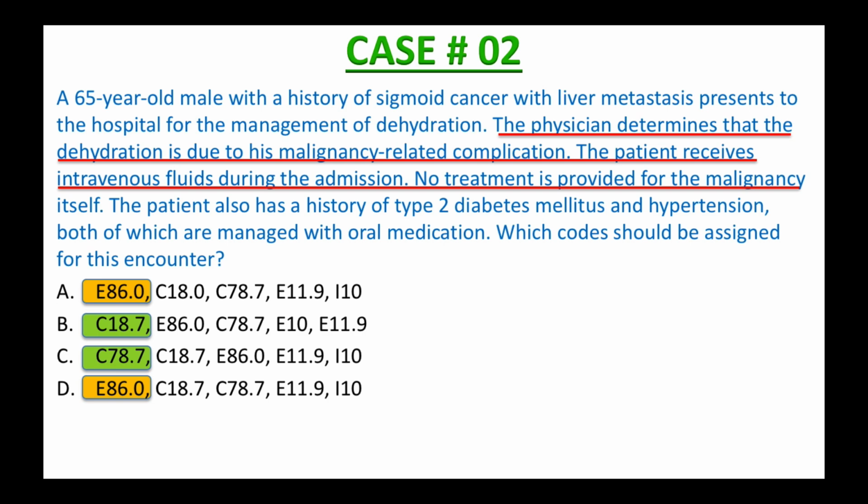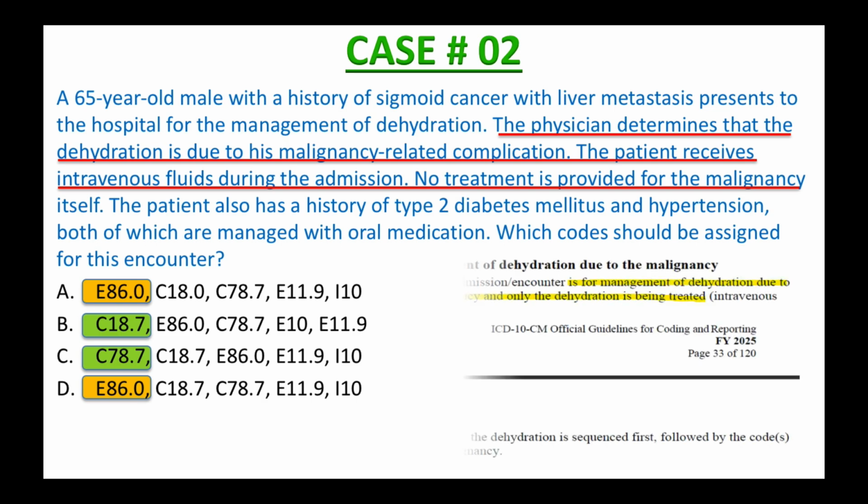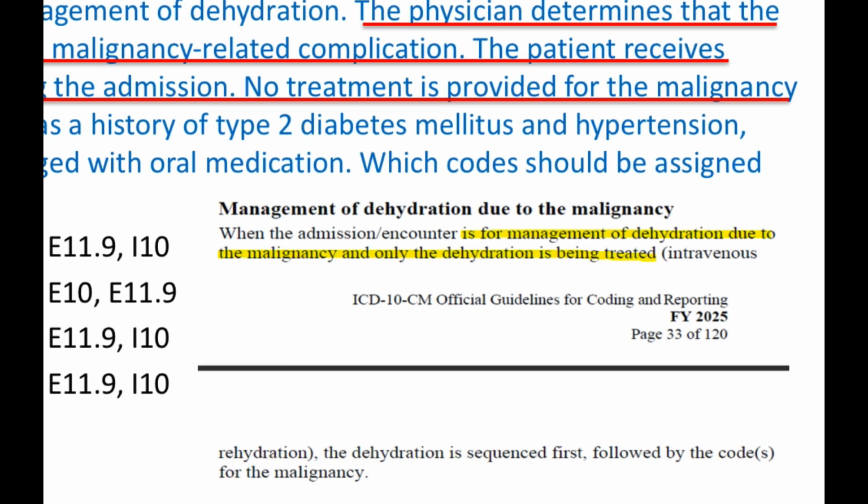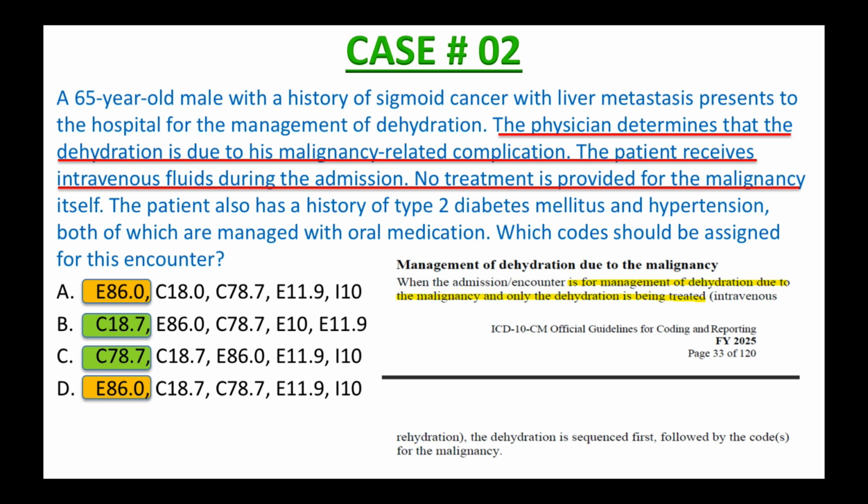Now, I want you to open your notebooks, turn to the page you labeled Cancer Notes last time, and jot down another ICD-10-CM Official Coding Guideline related to the cancer neoplasm chapter. Management of dehydration due to the malignancy. When the admission encounter is for management of dehydration due to the malignancy and only the dehydration is being treated, intravenous rehydration, the dehydration is sequenced first, followed by the code or codes for the malignancy. Based on this coding guideline, when the encounter is for the management of dehydration due to cancer, and the treatment is only for dehydration, usually with IV fluids, then the first listed code must be dehydration, followed by the code for cancer.